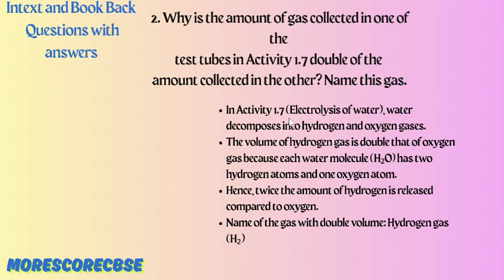Here in activity 1.7, it is electrolysis of water. Water decomposes into hydrogen and oxygen gases. The volume of the hydrogen is double that of the oxygen gas because a water molecule has 2 atoms of hydrogen and 1 atom of oxygen. So the gas involved here is hydrogen gas.